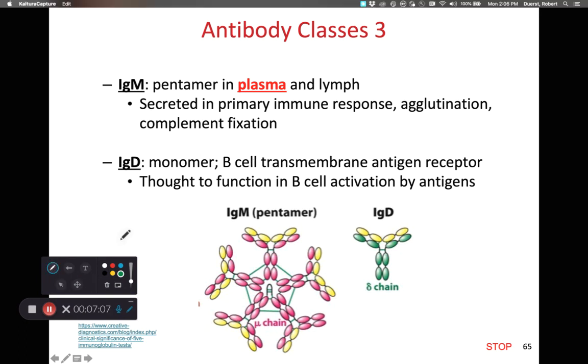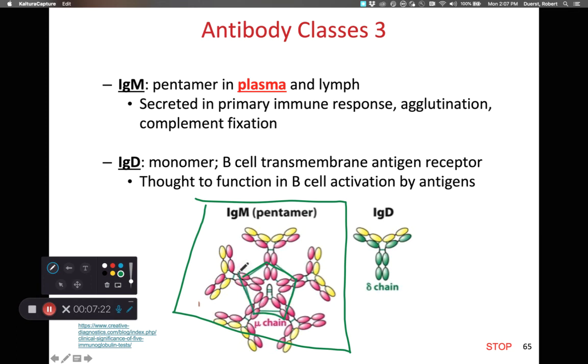And then we have our last ones over here, immunoglobulin M and immunoglobulin D. As we look at immunoglobulin M, we have the largest one. IgM is a pentamer, and it forms a rough pentagon of monomeric antibodies, and we find high concentrations of immunoglobulin M in blood plasma and blood lymph. IgM is responsible for the agglutination, or the clumping, that occurs when we have a blood transfusion reaction. It also is capable of triggering complement fixation and is secreted during our primary immune response.